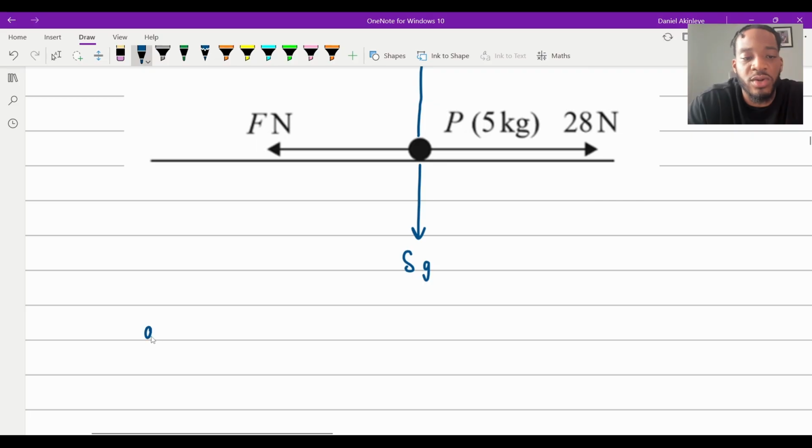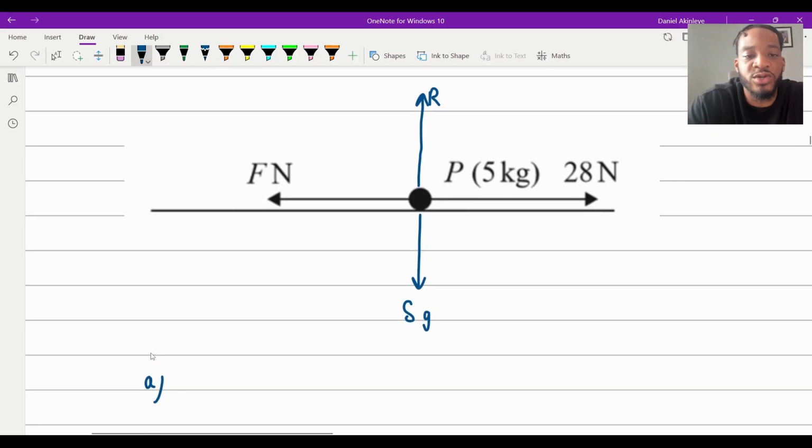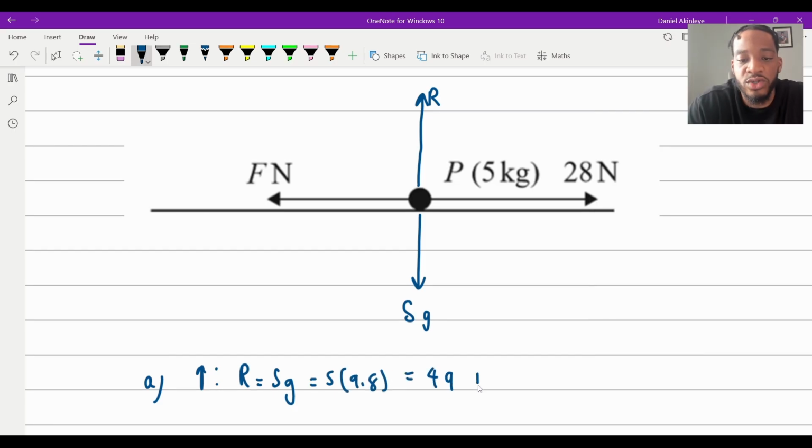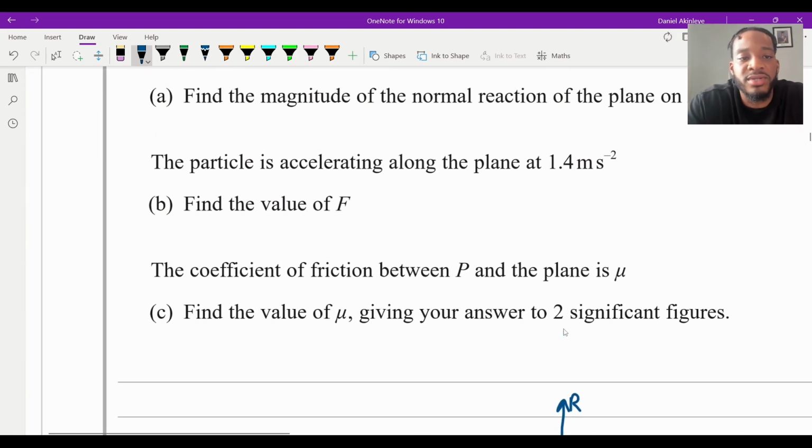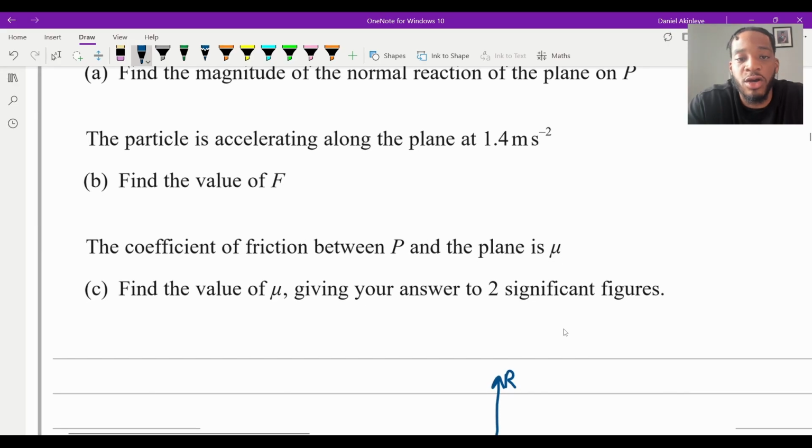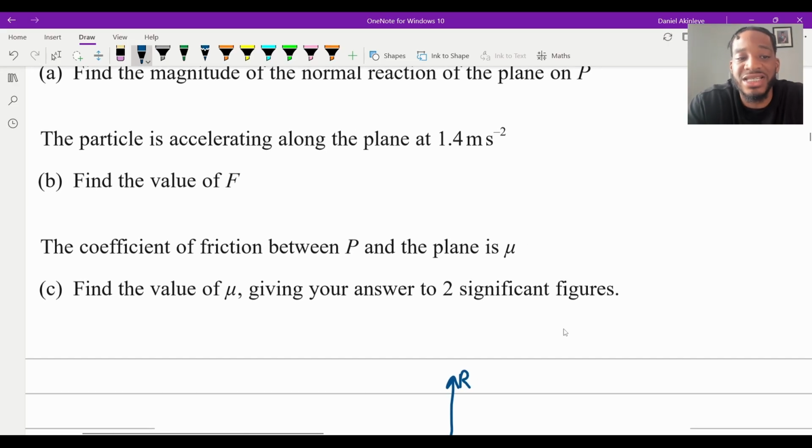So what we have to do here is just resolve vertically, don't we? If we resolve vertically, we can see quite clearly that the reaction force R is equal to 5g, which means we have 5 times 9.8, which is equal to 49 newtons. So the normal reaction force is just 49 newtons. And that's part A.